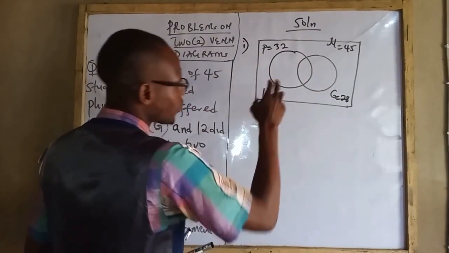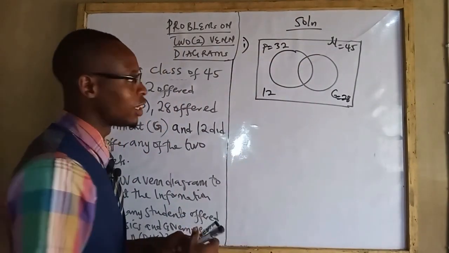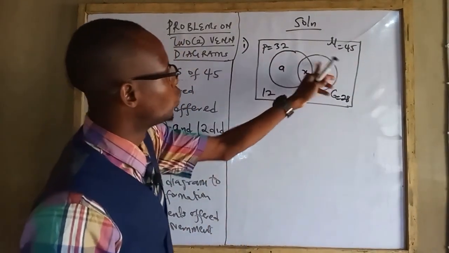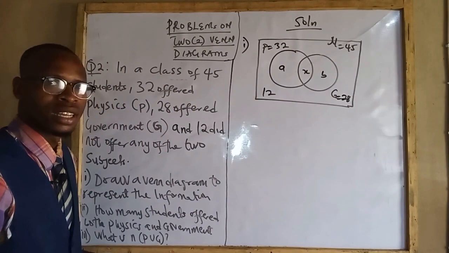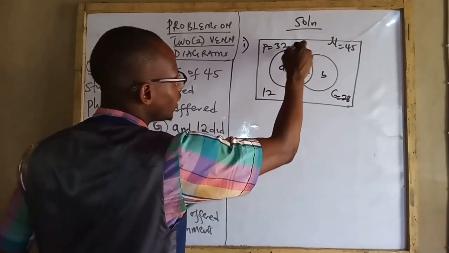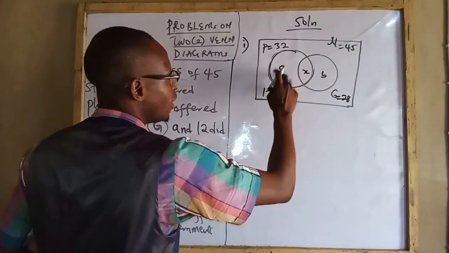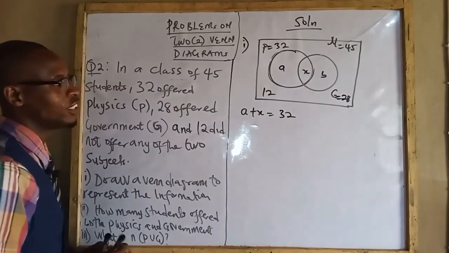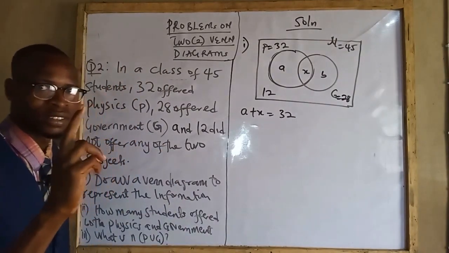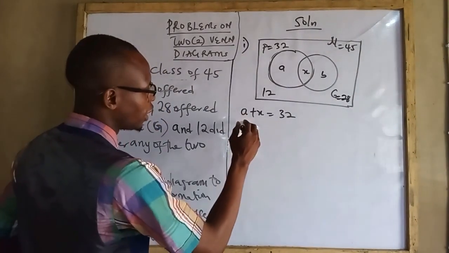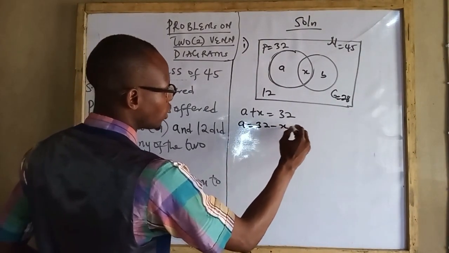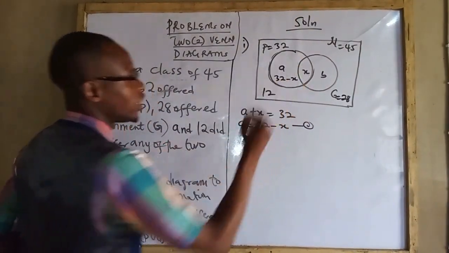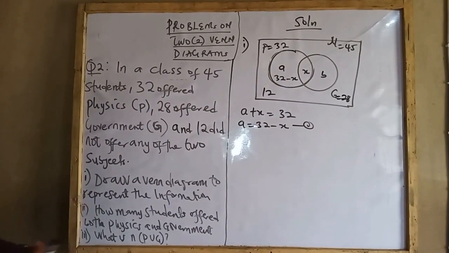You can see again that these are empty, so we represent them with letters A, B, and I can place X here because this X represents the two sides. Are we following? If you trace this circle, just like what we did in our last class, A plus X will give 32. You make sure that the ones inside the circles have a particular letter. So when you make A the subject of the formula, A equals 32 minus X. You can call that equation 1. Make sure that the letters are uniform before you can continue.